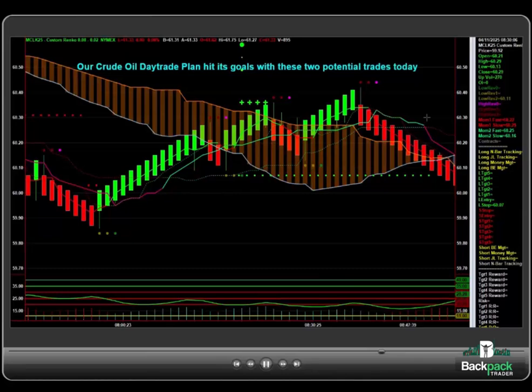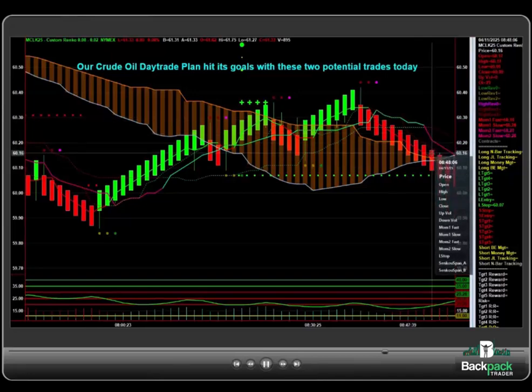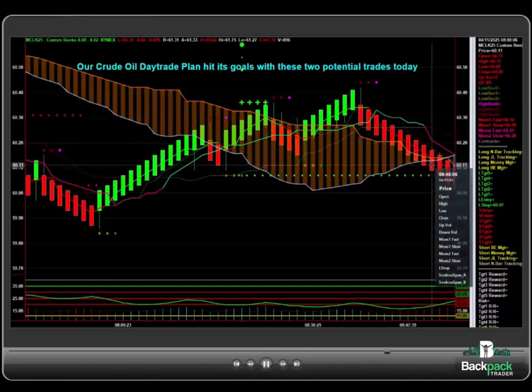What happens is our momentum indicators all flip from green to red on a red bar that's popping out of our cloud control filter. And that gives us a really great short setup.